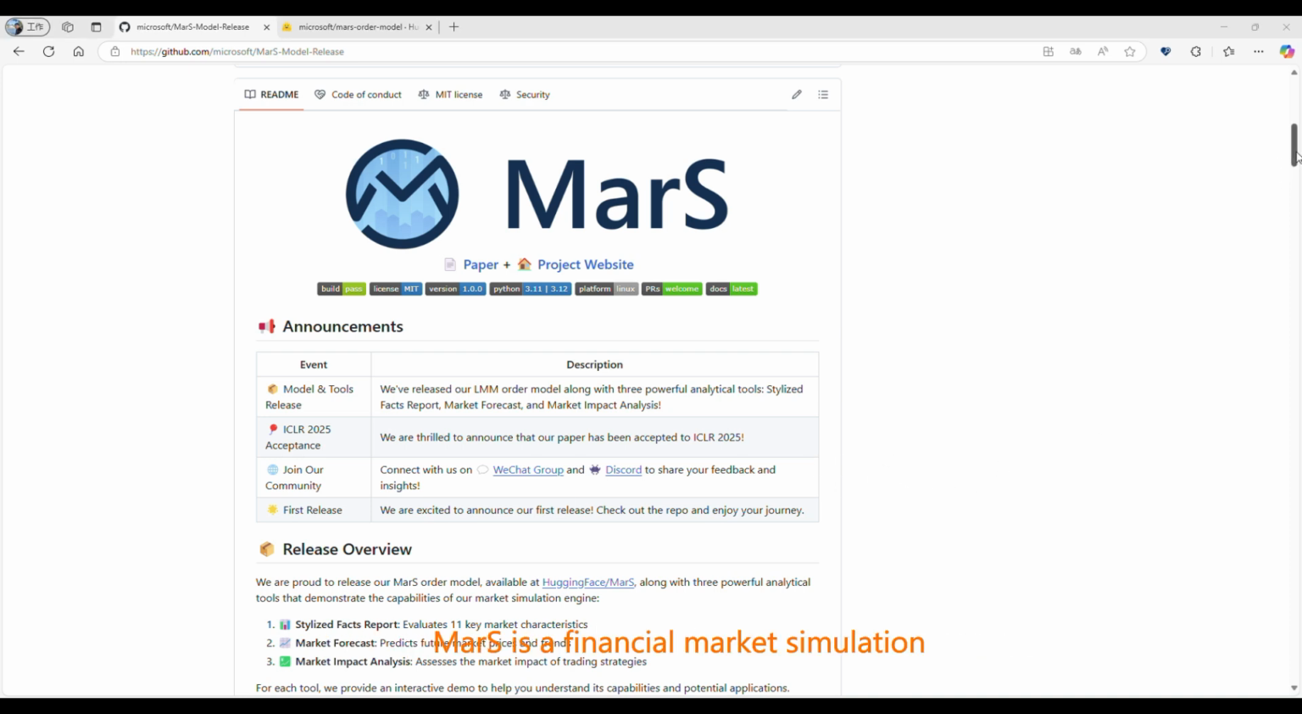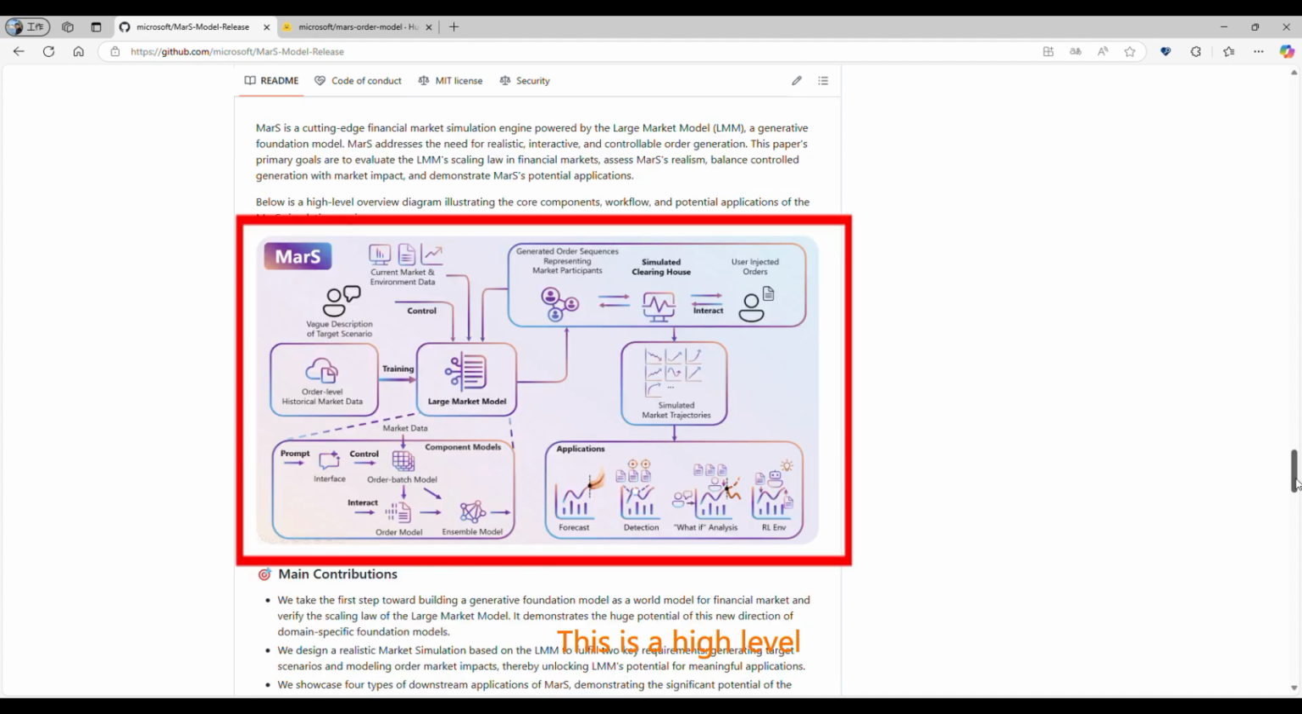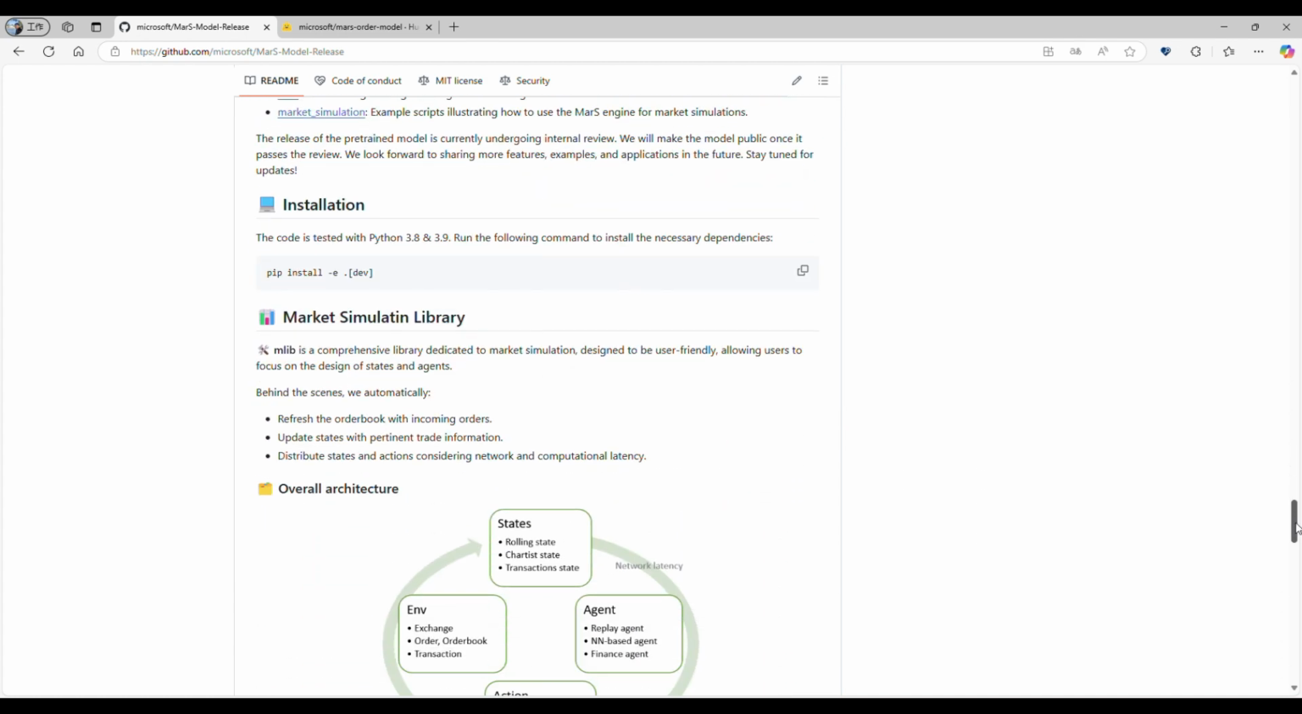MarS is a financial market simulation engine powered by a generative foundation model. We've released our LMM order model, along with 3 powerful analytical tools: Stylized Facts Report, Market Forecast, and Market Impact Analysis. We will demonstrate these tools in detail later. This is a high-level overview diagram illustrating the core components, workflow, and potential applications of the MarS simulation engine.